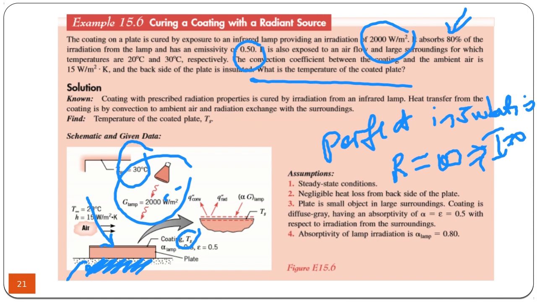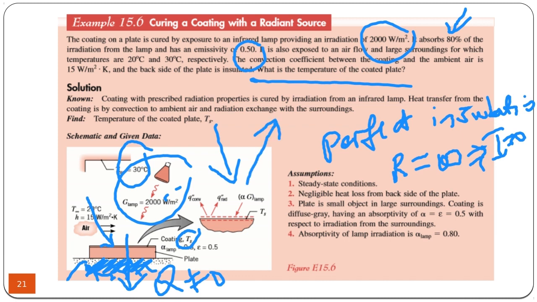So this is like an infinite thermal resistance, which means Q to the bottom plate is 0. It's not losing any heat from the bottom. So in this case, there is nothing lost by the bottom. We have a surface balance of the energy. What is the surface balance of the energy? We have incoming radiation, we have emissive radiation, we have convection, and they should be all in equilibrium.